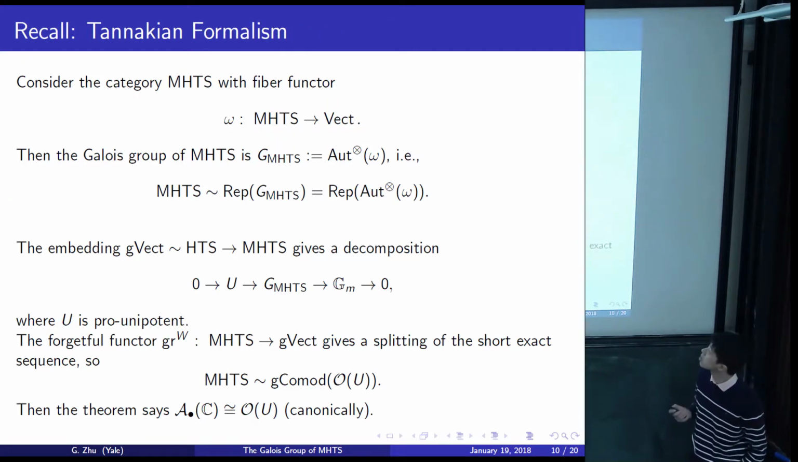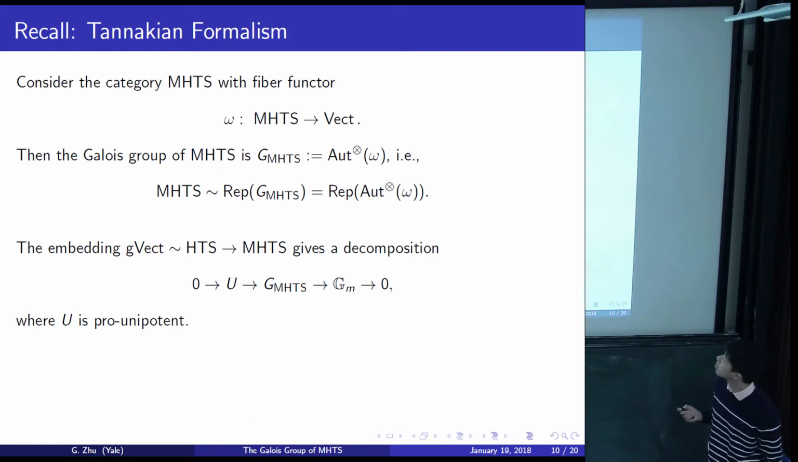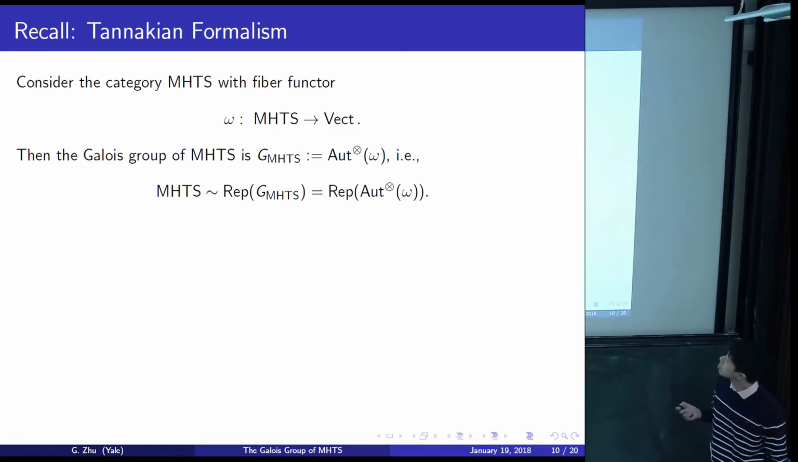Yeah. Let's recall a little bit of Tannakian formalism. So consider the category with a fiber functor which forgets the weight filtration, with respect to the field. This is the forgetful functor to vector space. Then the Galois group is defined to be the algebraic group of tensor automorphisms of this functor. That is, this category is equivalent to the representation of this algebraic group. The algebra is this.